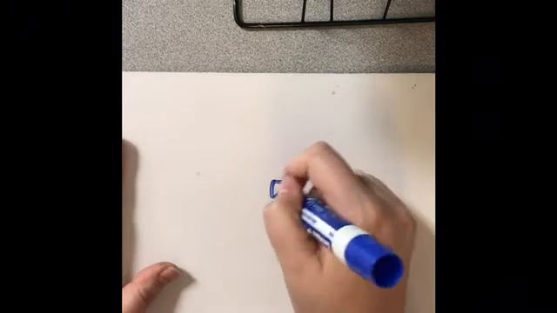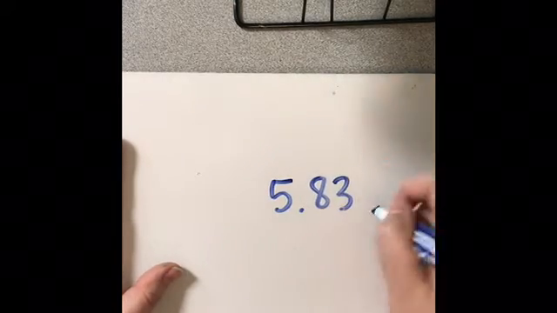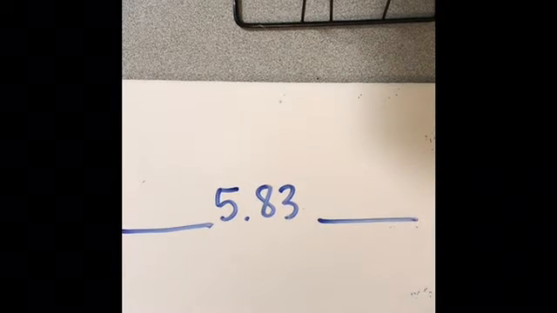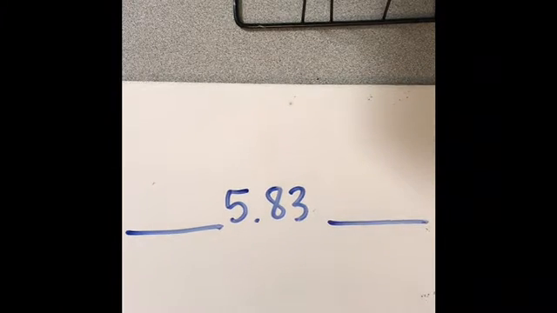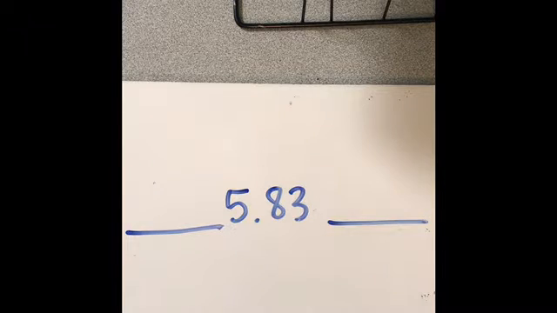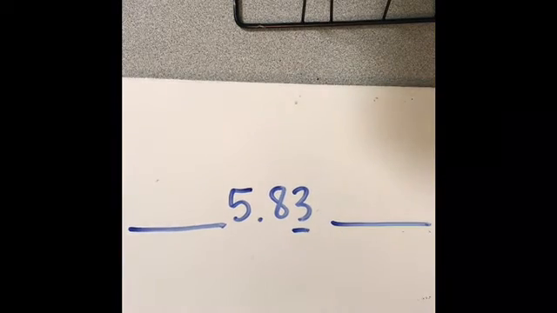Let's do a hundredth less and a hundredth more. So the first one that we had was 5 and 83 hundredths, and we need to do a hundredth less and a hundredth more. So which number's in the hundredths place? Go ahead and think it in your head. Maybe underline it on your paper. Should be this 3 is in the hundredths place.